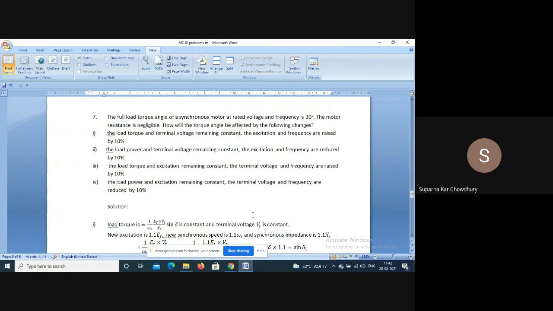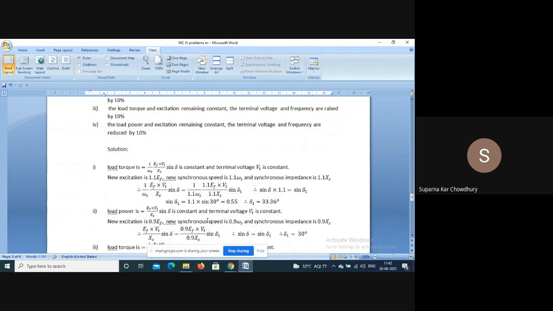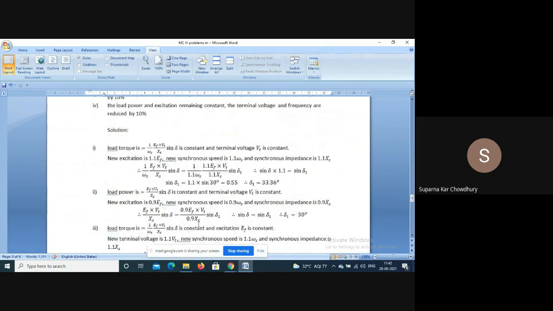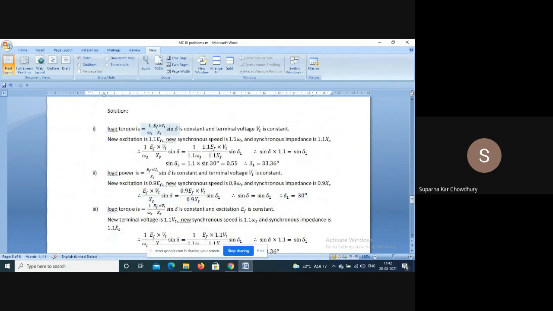So, what are our relations? The first one is load torque. Load torque and terminal voltage is constant. Now, what is the load torque? Per phase power is EF Vt by Xs sine delta. So torque will be 1 by omega s EF Vt by Xs sine delta. So this is constant, and the terminal voltage Vt is constant. So we have the excitation is increased. So new excitation will be 10% increase. So 1.1 EF.